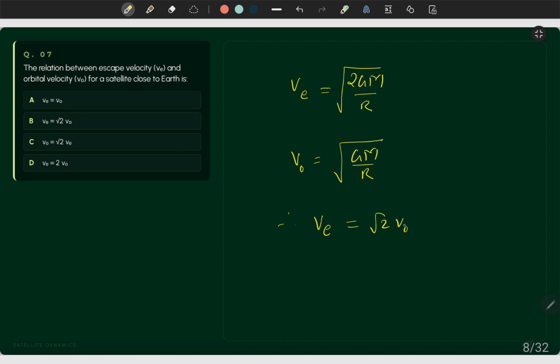Now question number 7. The relation between escape velocity and orbital velocity for a satellite close to Earth is. So for this, first we need to write the formula for escape velocity. Escape velocity is given by square root of 2GM by R, and orbital velocity for a satellite is given by square root of GM by R, and you can see from the concept that Ve is equal to root 2 times Vo. So the correct answer is B.